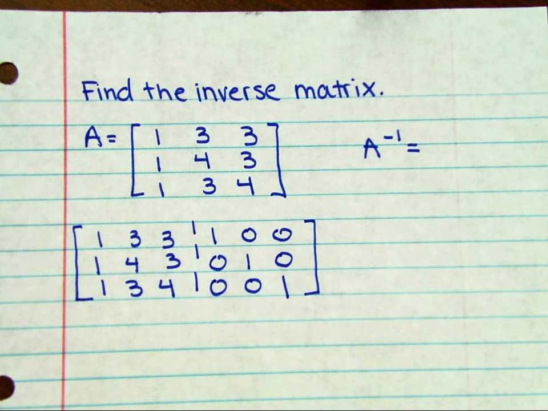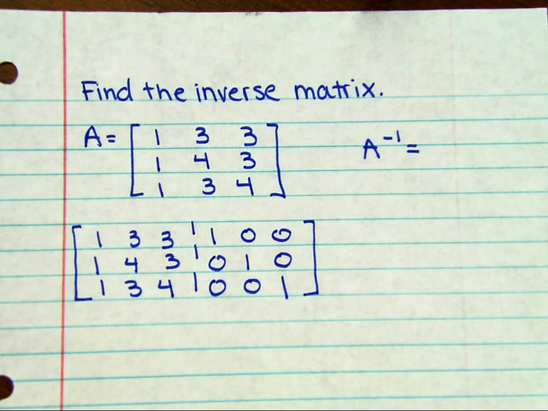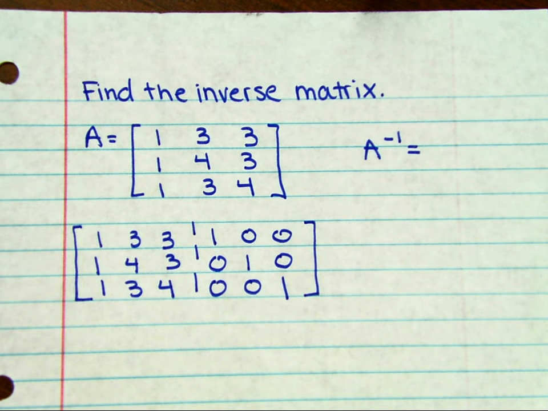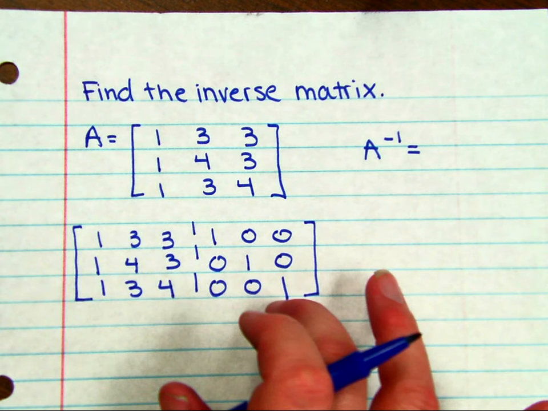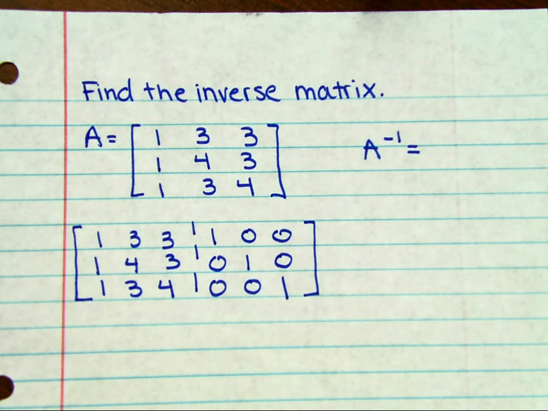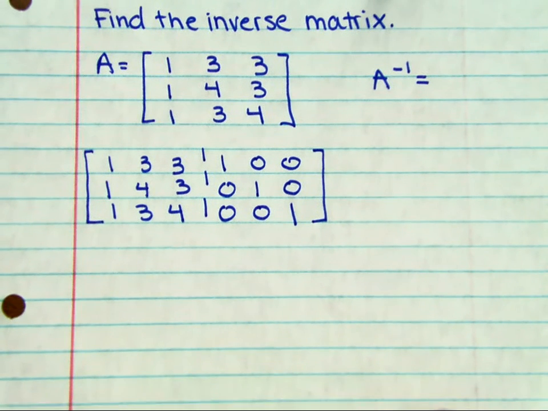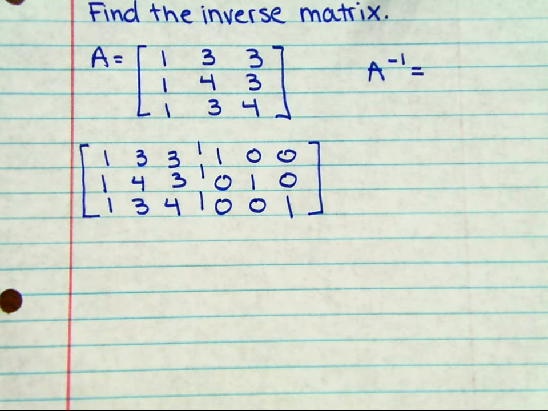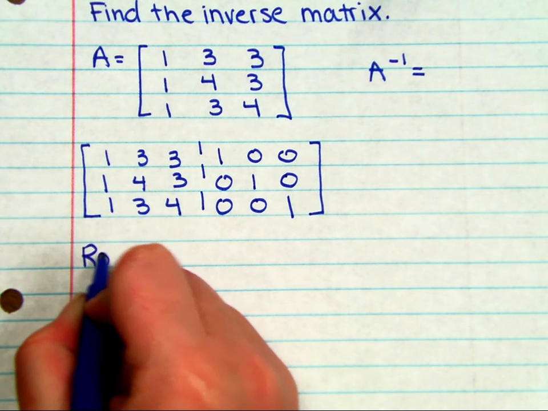Now, your ultimate goal is to get this left-hand side, so the left hand of the dashes, to be the identity matrix. And then what's going to happen is our right-hand side is going to become A to the negative 1. Now, how are you going to translate the left-hand side into the identity matrix? Well, you know how to translate the matrices into the identity matrix. You're going to have to do row operations.